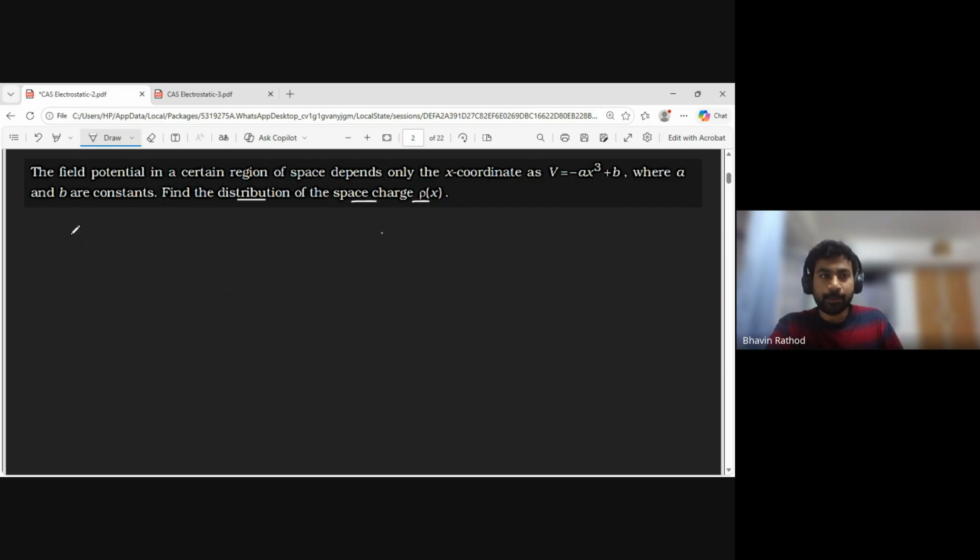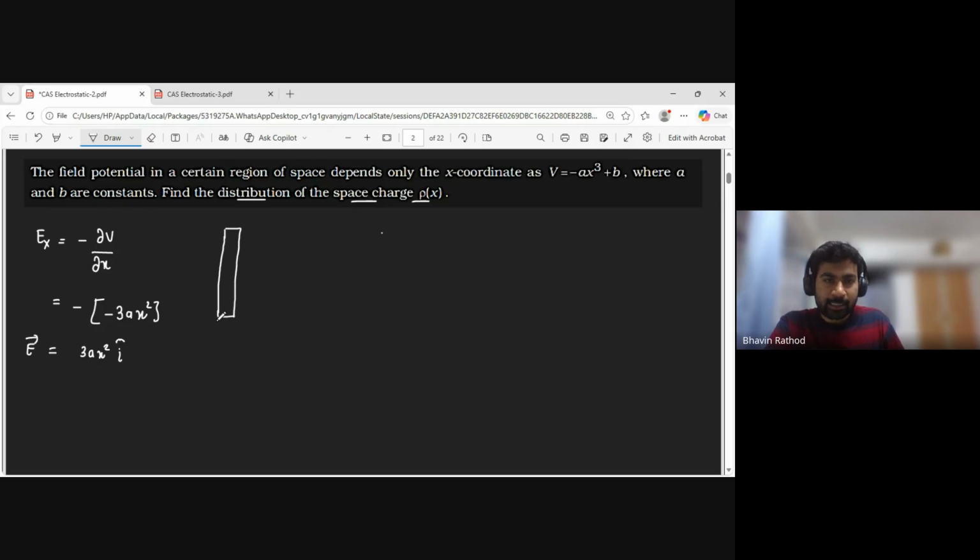So first, what I'll do is find out the electric field. Since potential only depends on x, the electric field only has the x component, which we can find by this. So that gives us the total field, which is only this much.